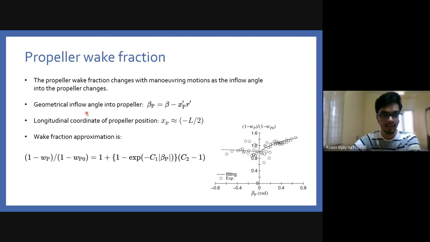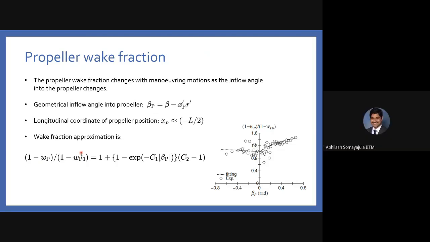Okay, I will continue with the propeller wake fraction. Because the propeller wake changes with the inflow angle, I have to calculate this 1 minus Wp with respect to the Wp at 0 angle. So what is the Wp0?